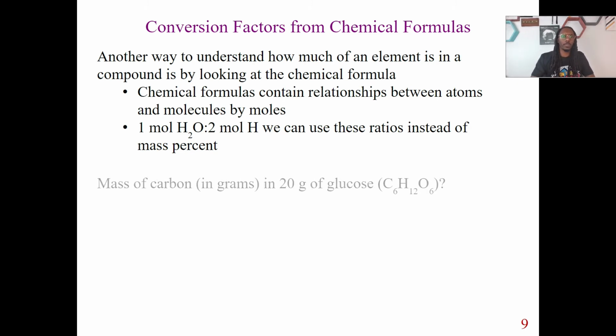Okay. So let's look at an example here. What is the mass of carbon in grams if you have 20 grams of glucose? Once again, glucose, if you didn't know, is C6H12O6. So we got 6 carbons, 12 hydrogens, 6 oxygens.